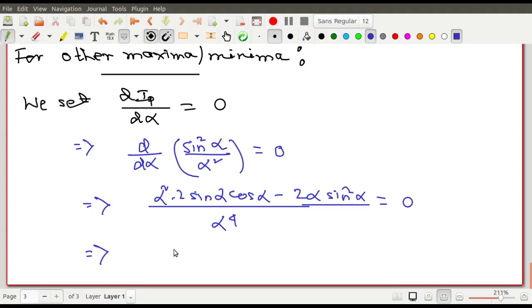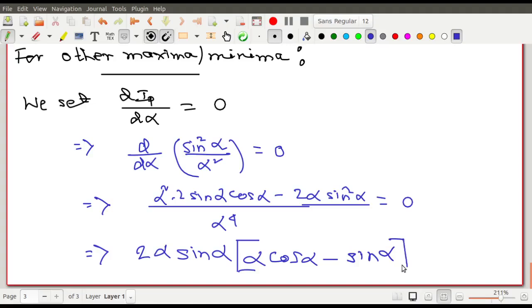From here I will be taking common twice alpha sin alpha. If I do so, it turns out to be twice alpha sin alpha times alpha cos alpha minus sin alpha. Okay. So from here you have three different options.